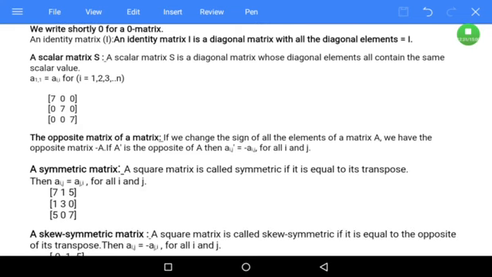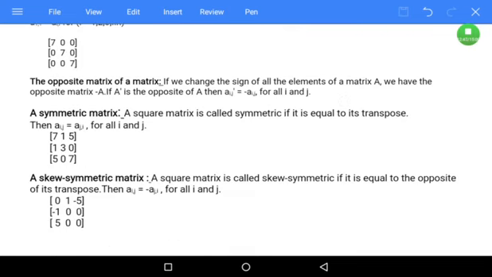So let's talk about the scalar matrix. A scalar matrix is a diagonal matrix whose diagonal elements all contain the same scalar value. For instance, look at this. This is a scalar matrix. Why? Because in the main diagonal we have 7, 7, 7. Because the same element 7 is there and other non-diagonal elements are 0, we call it a scalar matrix. Do you understand?